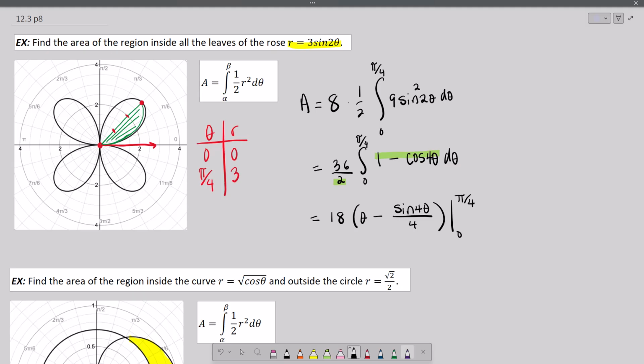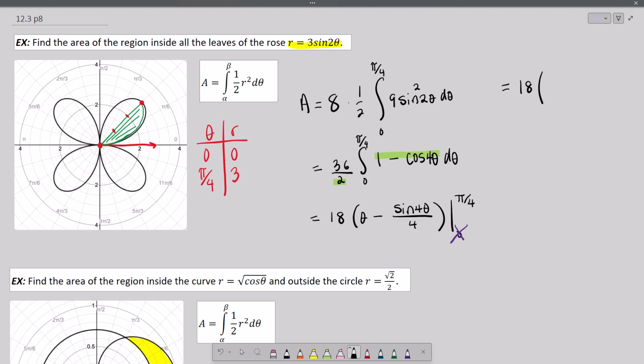In this case, when we take a look at our limits of integration, plugging in 0 is not going to contribute any area. If we plug in 0, we get 0 here and 0 here. So we only really need to worry about that pi over 4. We'll have 18 multiplied by, let's see. If we plug in pi over 4 up here, we end up with sine of pi, and sine of pi is 0.